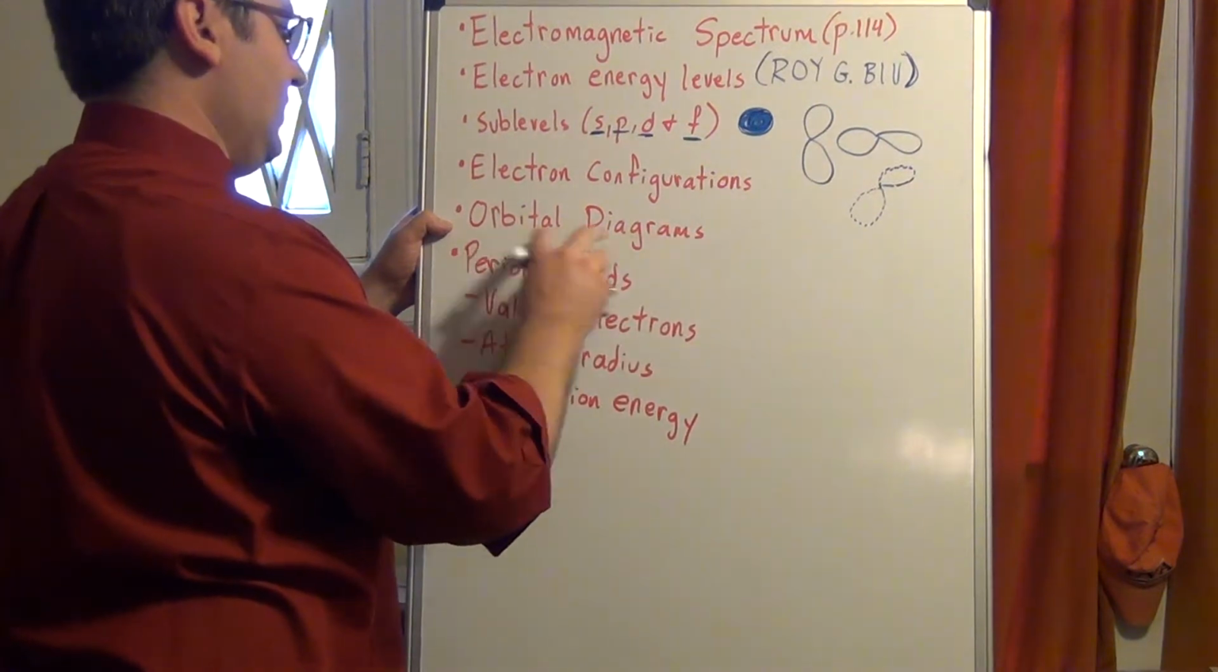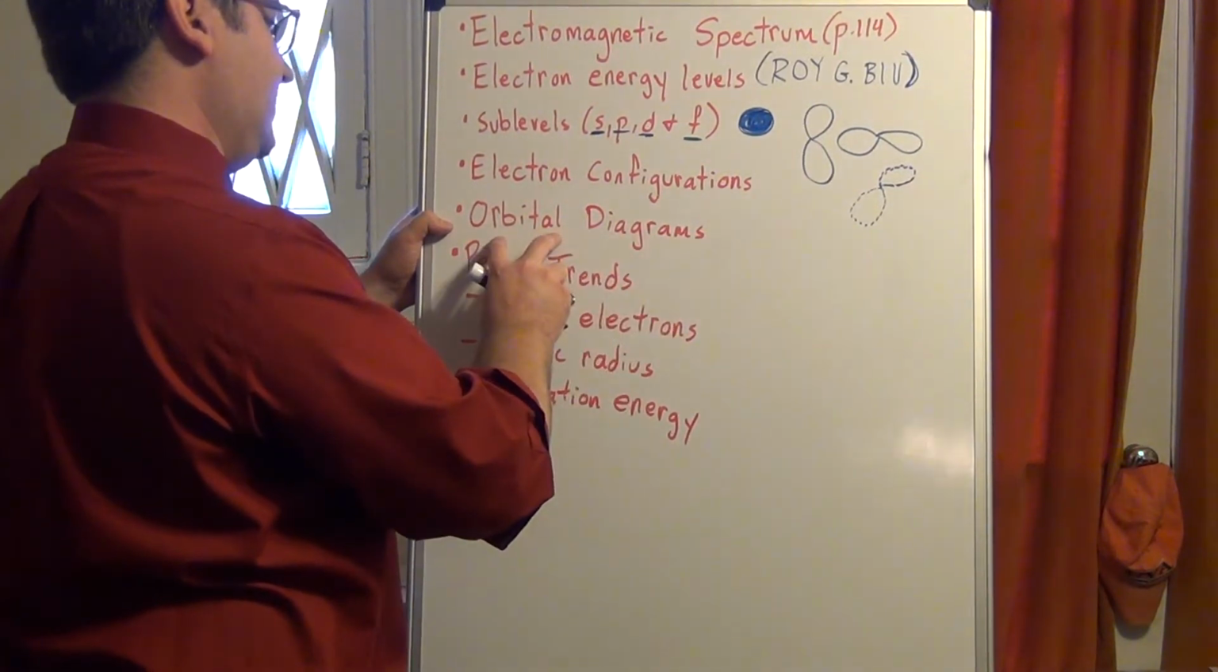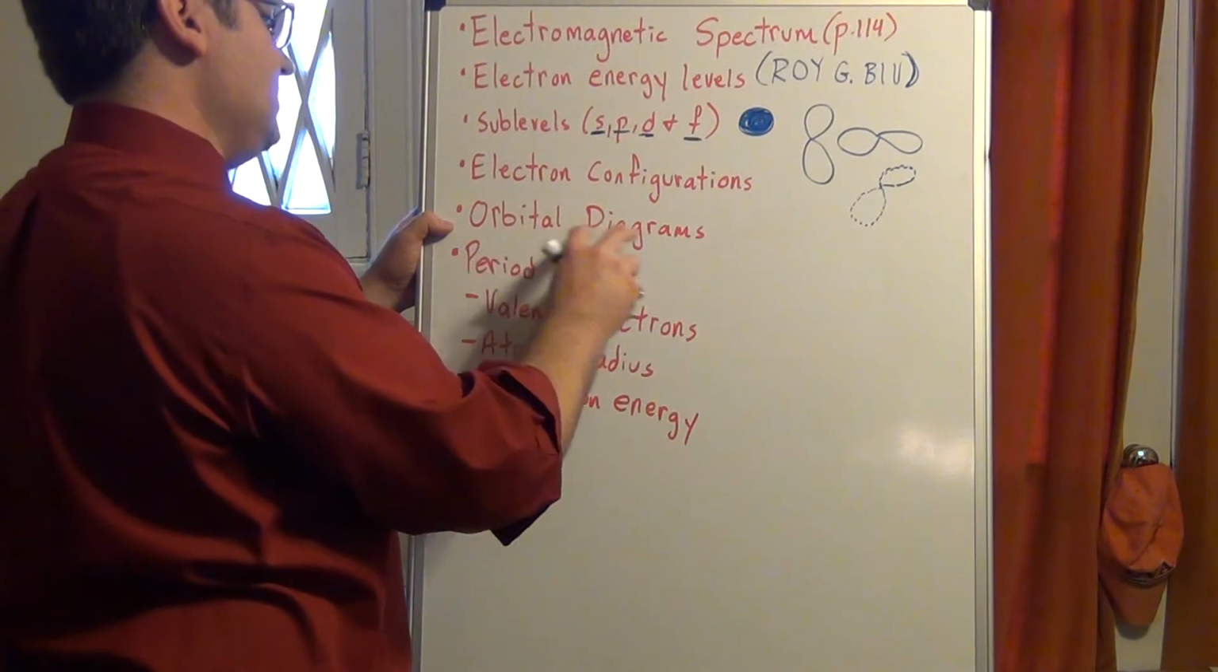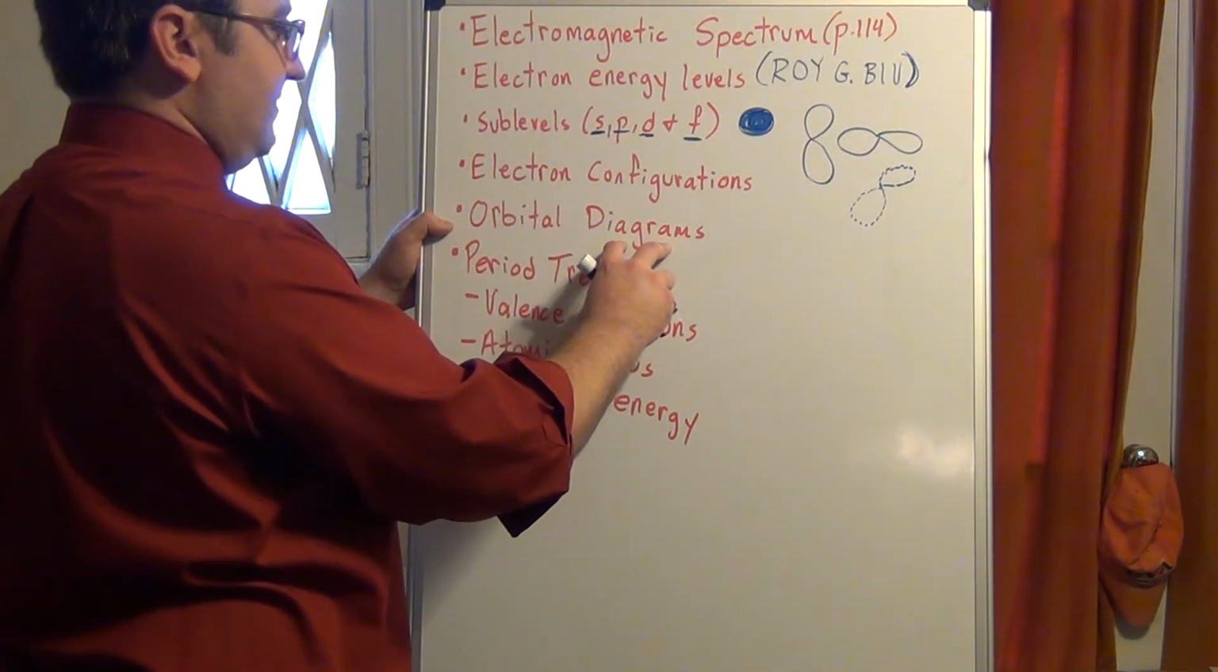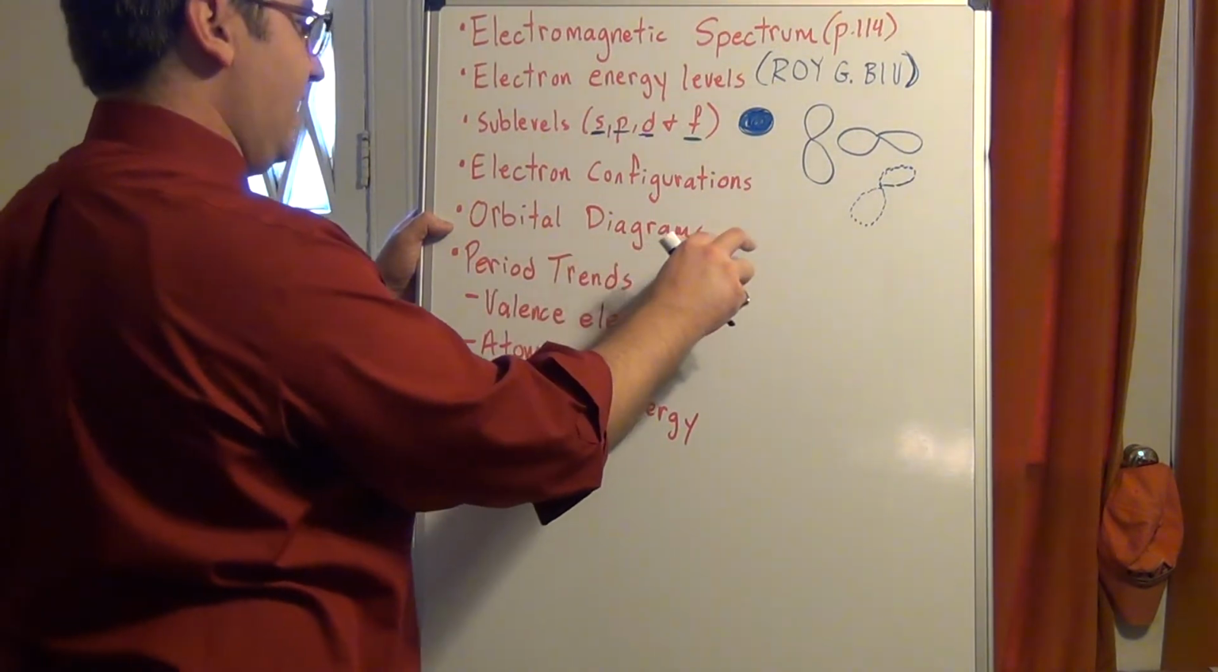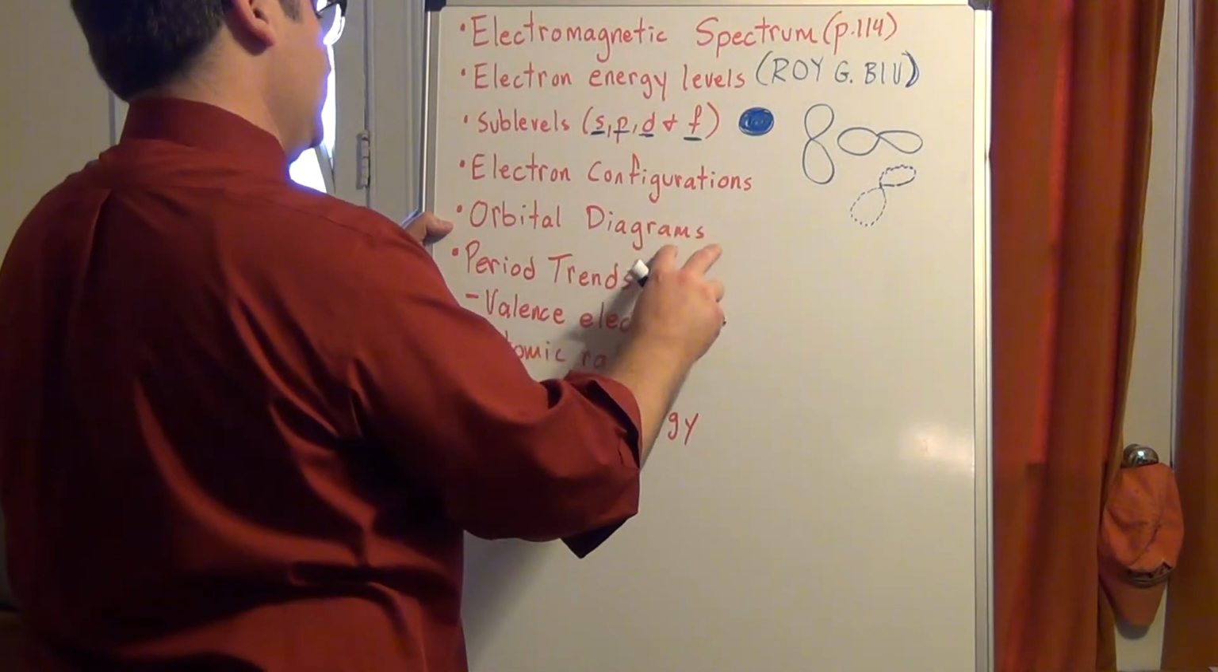Do know how to draw the orbital diagrams. The orbital diagrams, again, I won't give you something that is very long. This is going to be something like carbon or nitrogen. There are videos of that, so do take a look at those.